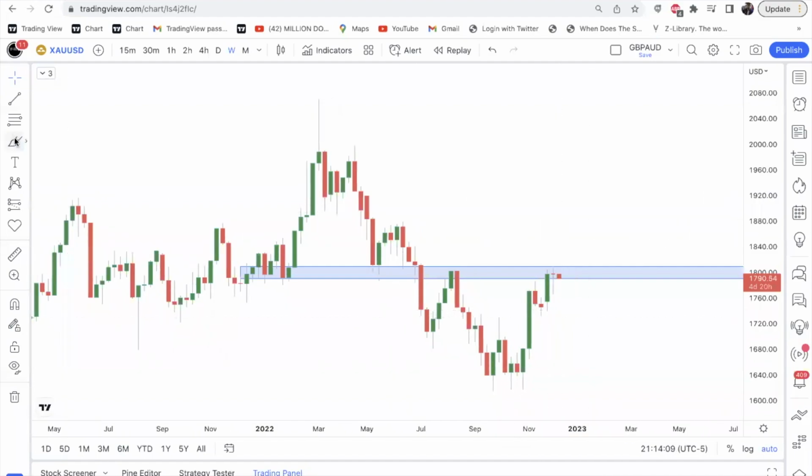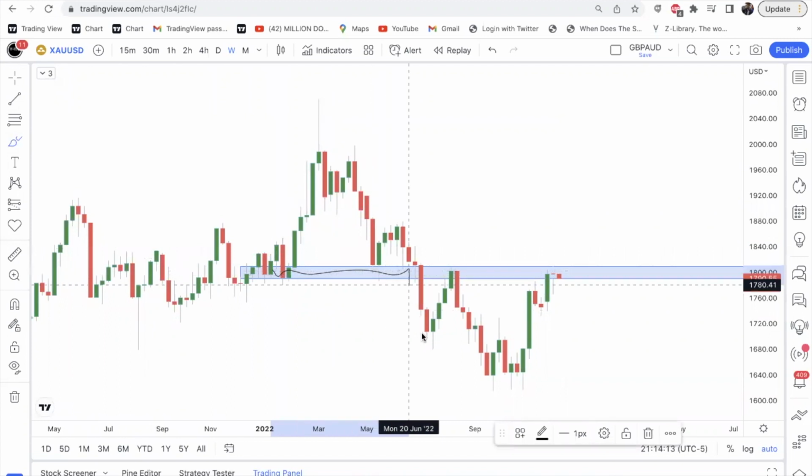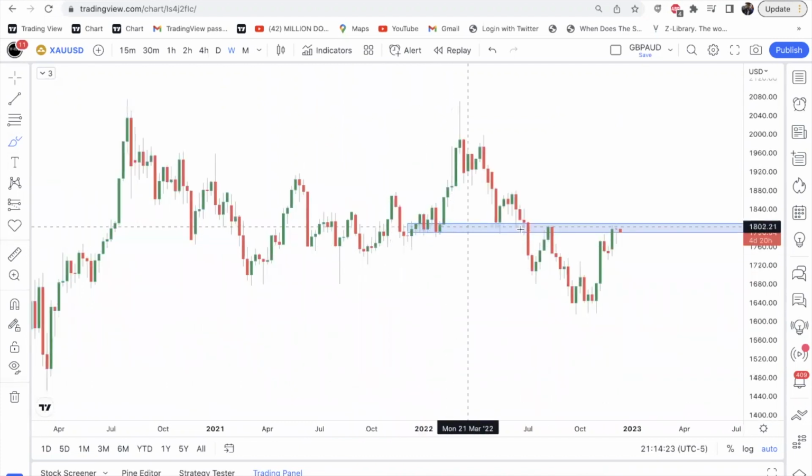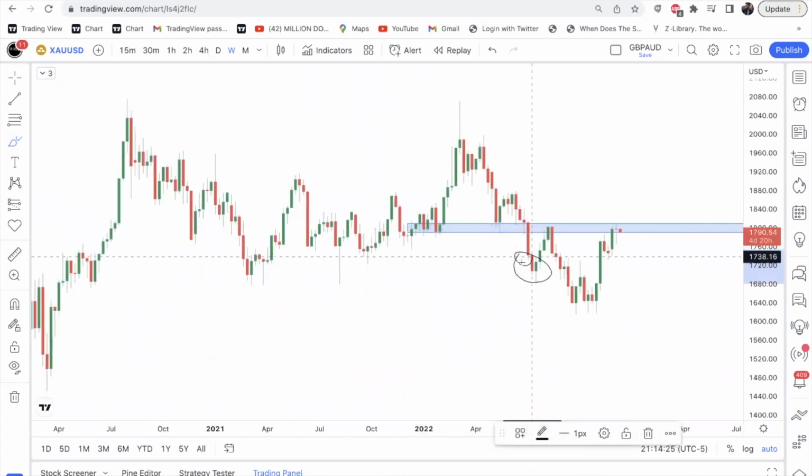All right, so you can see here, this is a level of support, right? And once price breaks that, that's considered a break of structure. All right, so because you broke a level of support, and it's a firm level, once you broke that here, that's a sign that price is likely to continue in this direction.